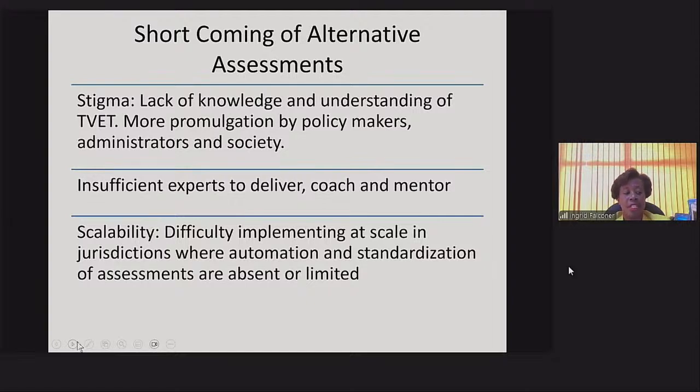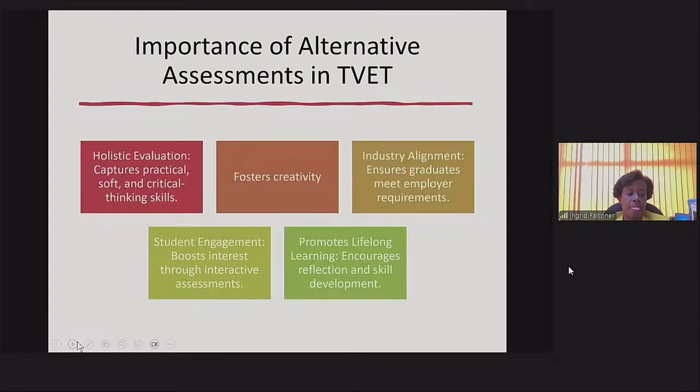Stigma, of course, is a long-standing shortcoming, along with a lack of knowledge and understanding of TVET. More promulgation by policymakers, administrators, and society as a whole is needed. There are also insufficient experts to deliver, coach, and mentor, and the issue of scalability: difficulty in implementing at scale in jurisdictions where automation and standardization of assessments are absent or limited.